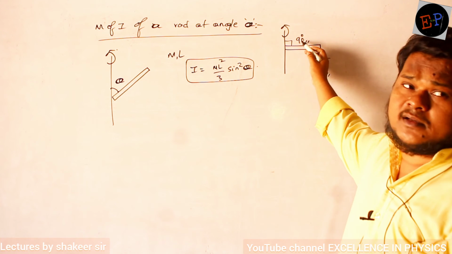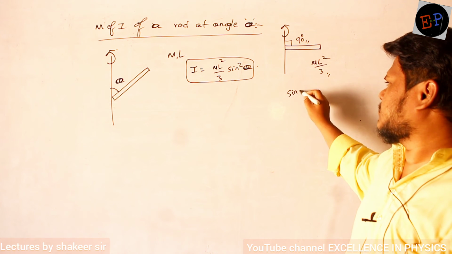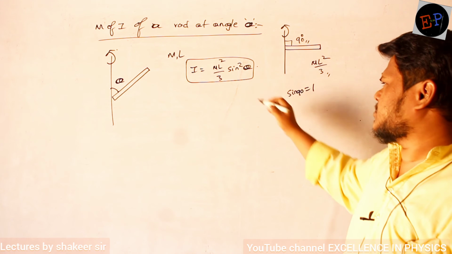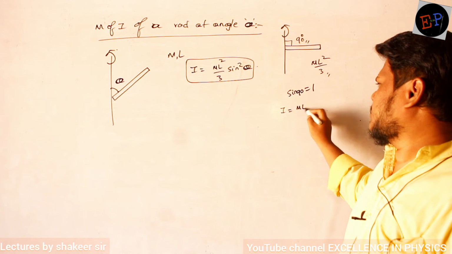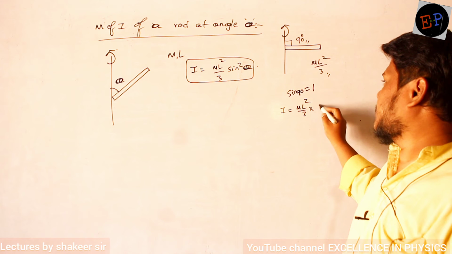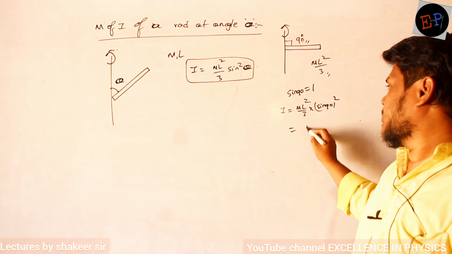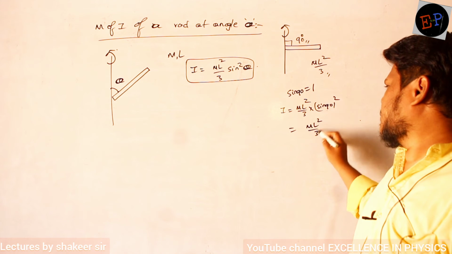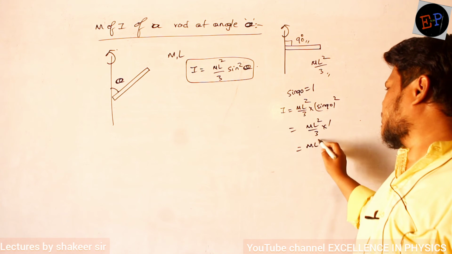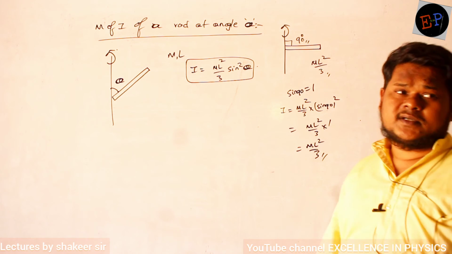Here what is the angle? 90. Sine 90 is 1. So apply the same relation. I equals ml square by 3 multiplied by sine 90 whole square. So how much will you get? It is ml square by 3 into 1, which is equal to ml square by 3. Understood now? Same answer you will get.